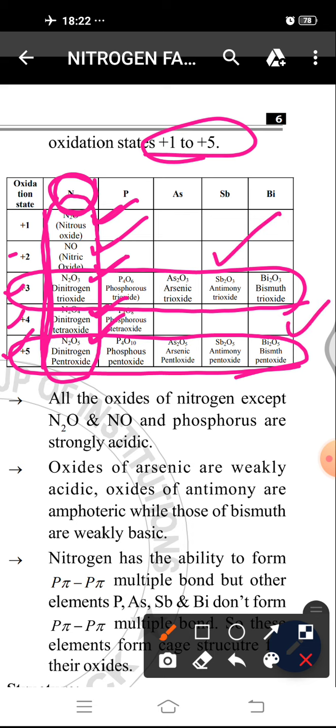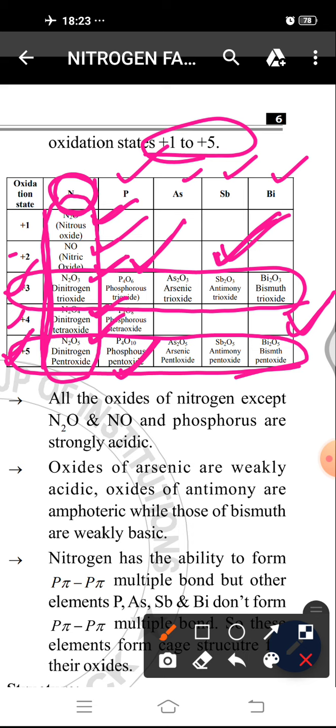We already discussed the oxidation states of nitrogen family, that is +3 and +5 oxidation state they will show, that is phosphorus, arsenic, antimony and bismuth. Their +3 and +5 oxidation state oxides are stable. Phosphorus forms P4O6, they exist in dimeric state.